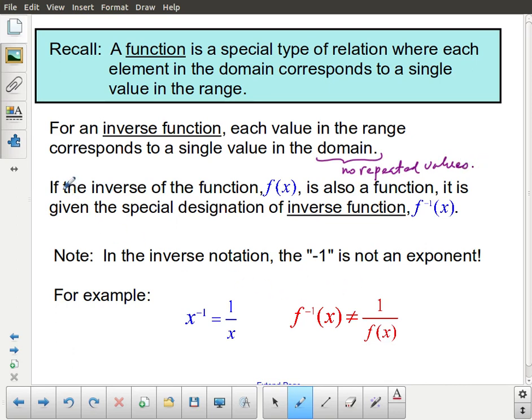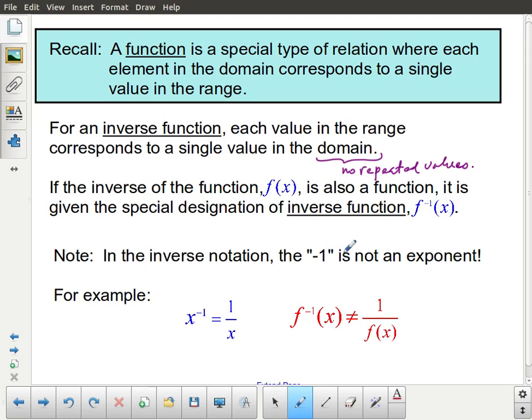Okay? If the inverse of the function, so if we start with f of x and we take the inverse, and it's also a function, meaning that the new domain has no repeated values, it's given the special designation of inverse function. And that has a special notation as well. So f of x has an inverse function, which is f to the minus 1 of x.